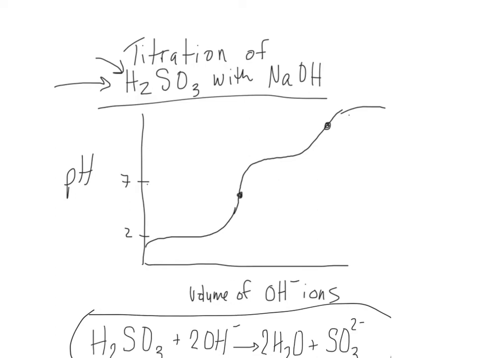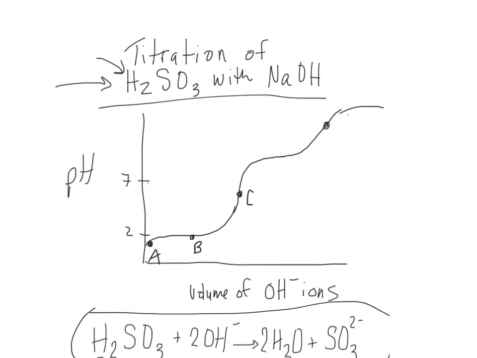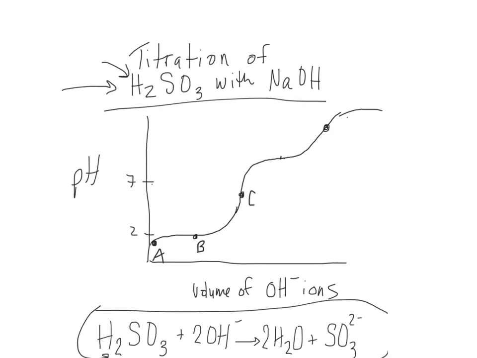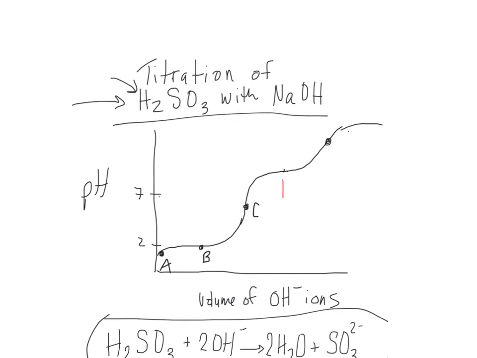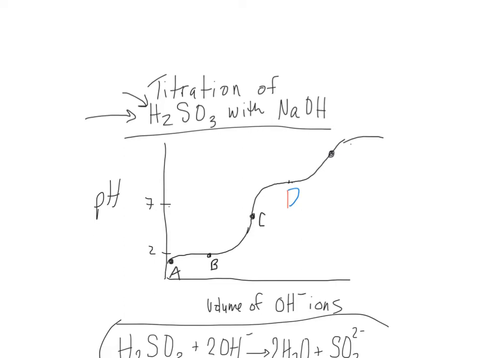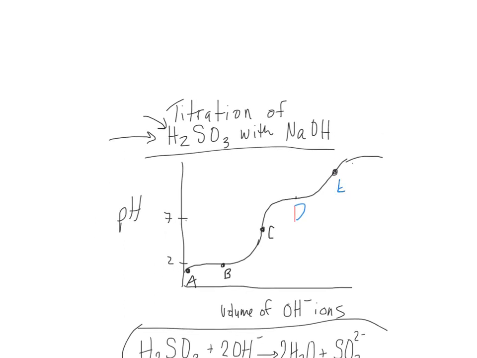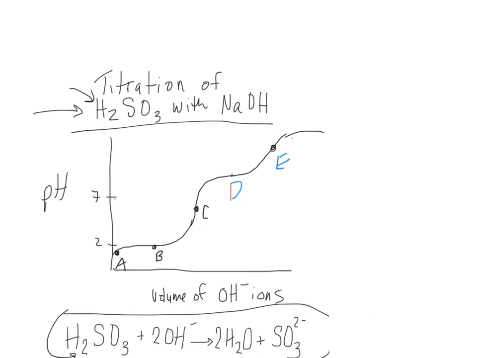If I were to label different parts of this graph, I could say that this is A here, and I'm going to call B the half equivalence point, C the equivalence point for my first titration, my first proton, D right here, and E here. And I could start to take a look at what the different species are.